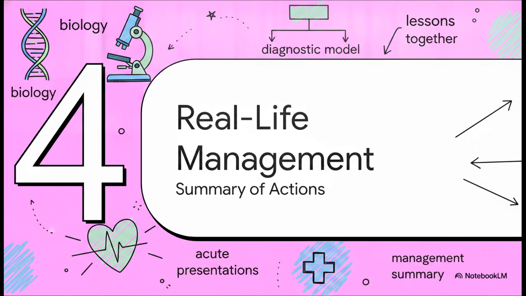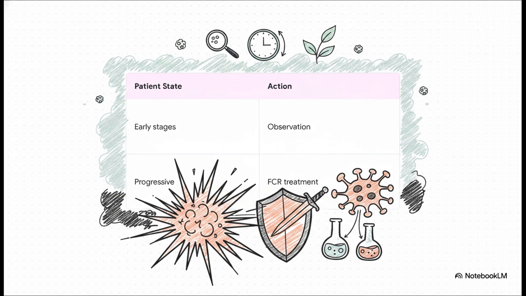Okay, bringing it all together now. Section 4, real-life management. Let's summarize the actions. So, the crucial point is summarized right here. Let's lock in this mental map for the clinic. For your early stage, asymptomatic patients, you employ an observation policy. Basically, you wait and watch.